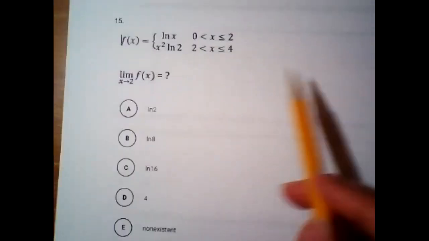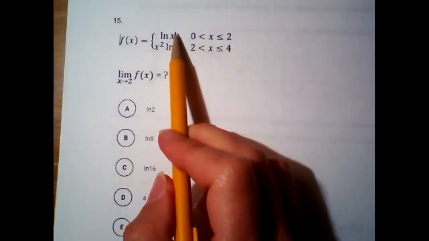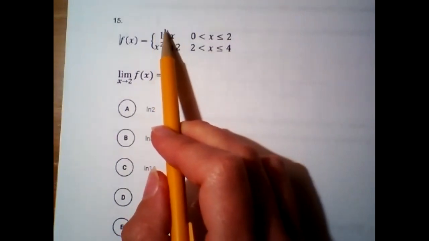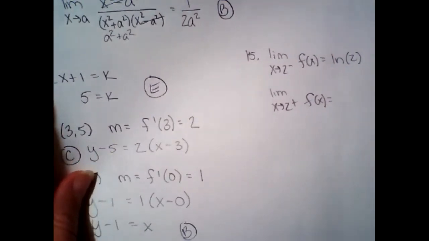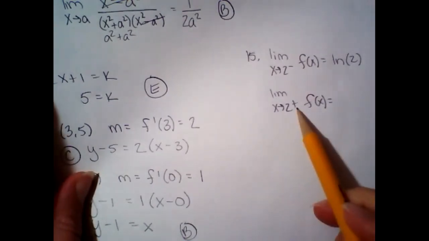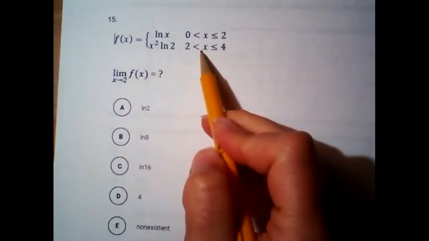So 2 from the left. So I'm going to plug 2 into this piece of the function. And that would just give me ln of 2. Whatever that is, that's going to be some decimal. Without a calculator, I don't know exactly what it is, but I just know it's some number, ln of 2, whatever that is. And then 2 from the right means we're going to use this piece of the function.